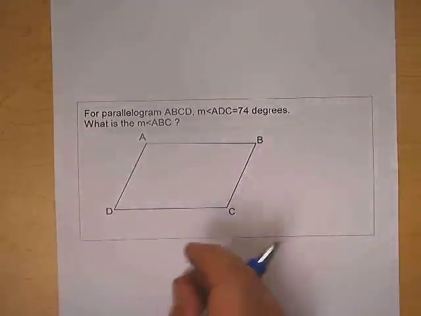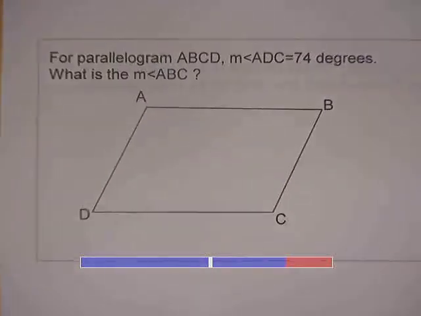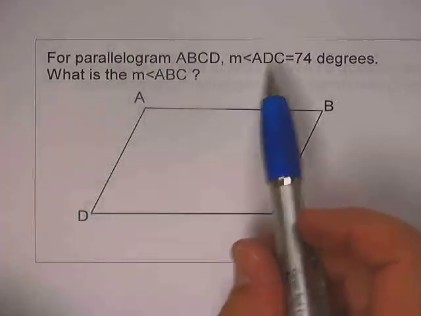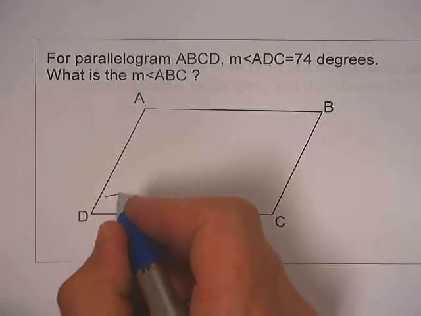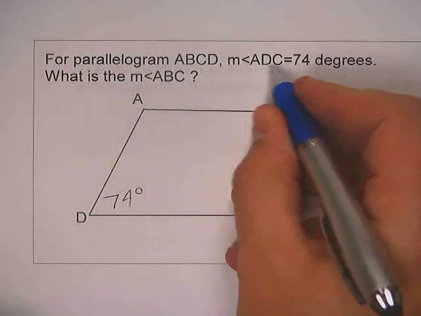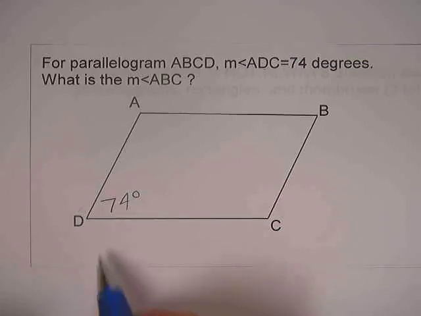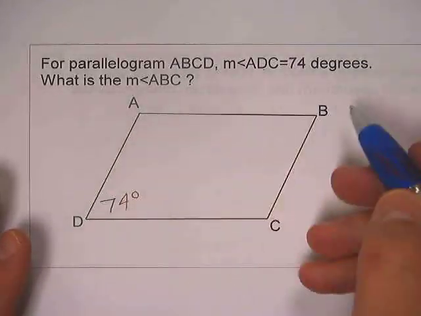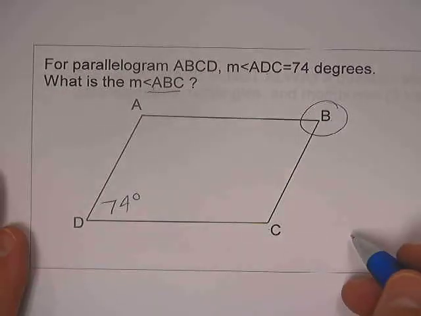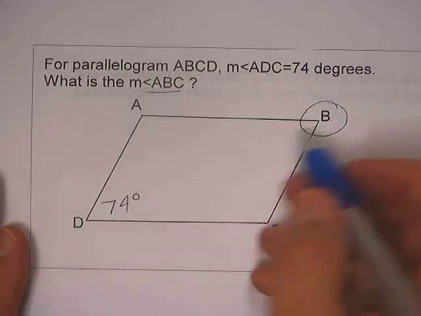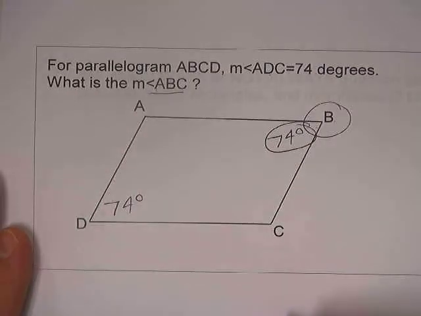Okay, now for this parallelogram, I'm going to zoom up on the parallelogram so you can see this. It says the measure of ADC, remember the middle letter is the vertex, is 74 degrees. So that means this angle, ADC, is 74 degrees. What's the measure of ABC? ABC would be this angle right here. Well, in a parallelogram, opposite angles are congruent, so this angle would have to be 74 degrees.